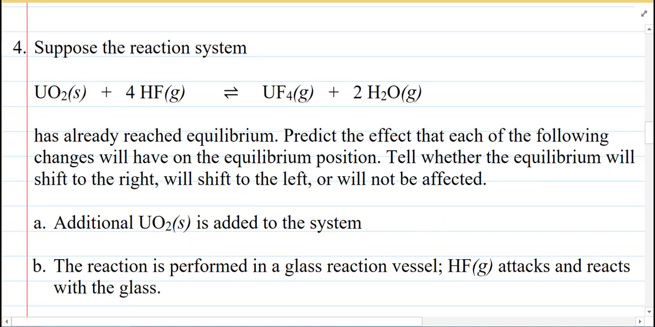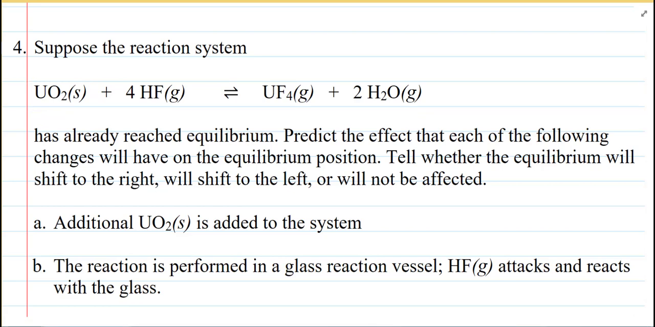Suppose you have UO2 plus 4HF, which, don't do this at home. Do not buy uranium. Going to UF4 and water. And it's reached equilibrium. Predict the effect that each of the following changes will have on the equilibrium position. Tell whether the equilibrium will be shifted right, left, or not affected. So A, if I add UO2, uranium dioxide, what's going to happen?